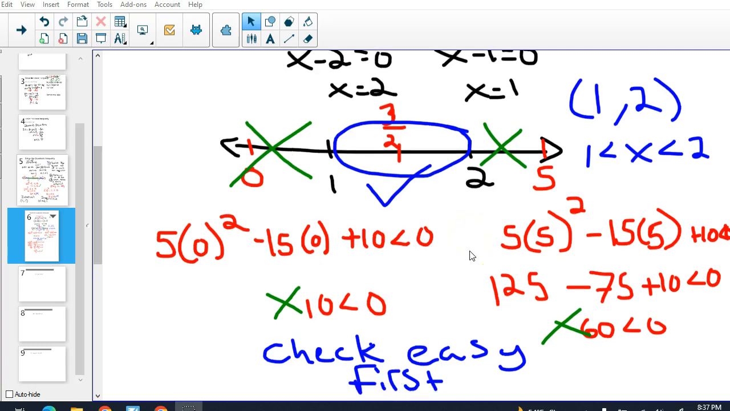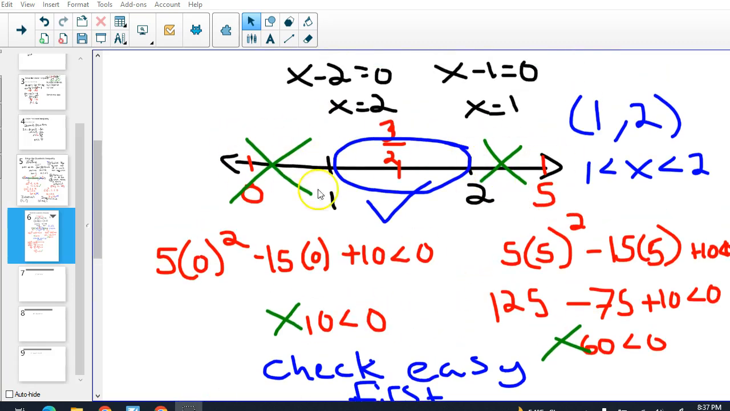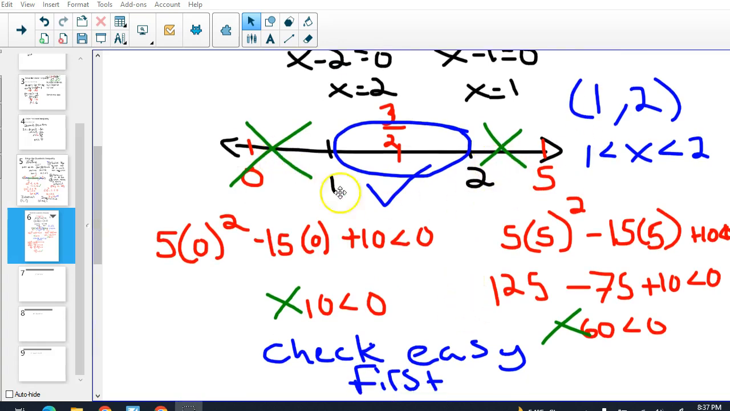So what I'd recommend you doing is check the easy ones first. For me, I checked the 0 and the 5 first and found that neither of them worked. Both of these zones, no good. Here's a hint. If these aren't answers, the one on the inside is going to be your answer. I'll check the number just to show you in a second, but try to eliminate the easier numbers first. Process of elimination, the last zone needs to be the set of answers. So for us, that's from 1 to 2.